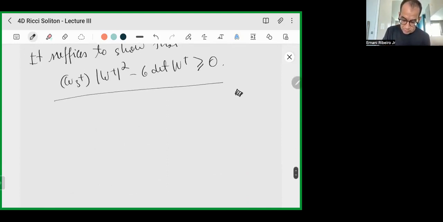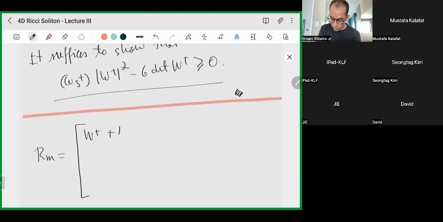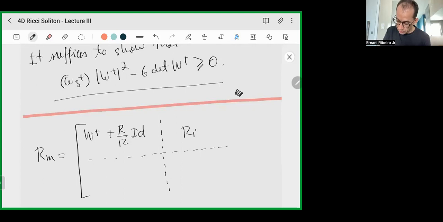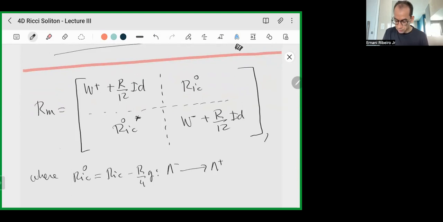Now, another important piece of information that comes from the decomposition of the bundle of two-forms in dimension four is the decomposition of the Riemann curvature in dimension four. We can write the Riemann operator as a block matrix, something like: W plus plus the scalar curvature over 12 times the identity, the traceless Ricci here, the transpose of the traceless Ricci, and W minus plus the scalar curvature over 12 times the identity. Here the traceless Ricci is the operator Ricci minus scalar curvature divided by 4 times the metric, which has this property. So this is the transpose of the traceless Ricci.